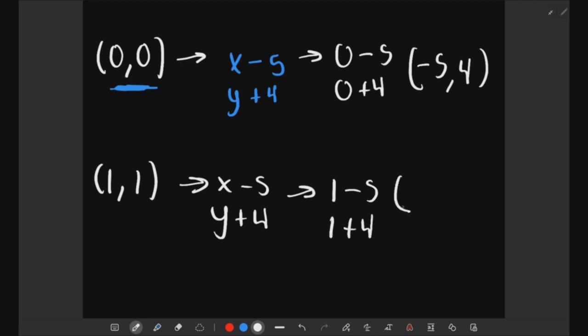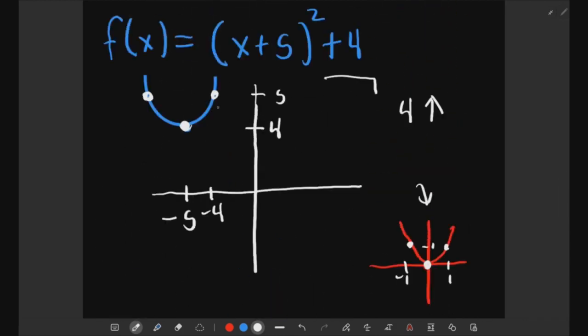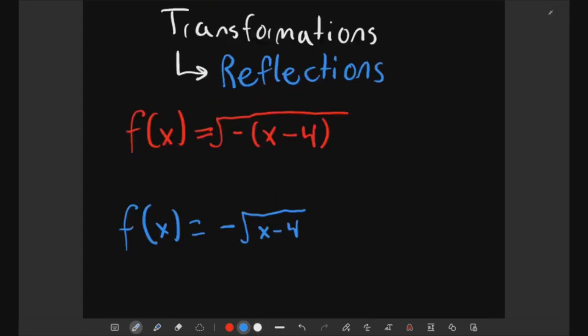And the next value for our next point would be negative 4 and 5. Let's see if that's correct. Yes, because you move 1 to the right and 1 up. Okay, now let's look at this part of transformations. These are going to be our reflections.